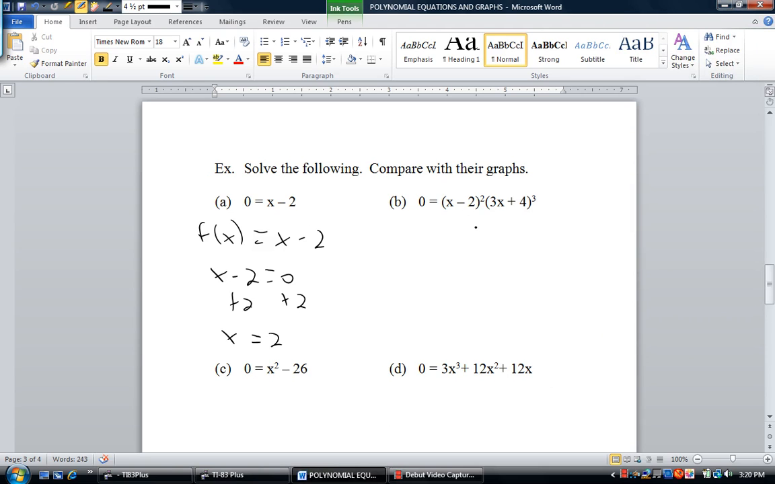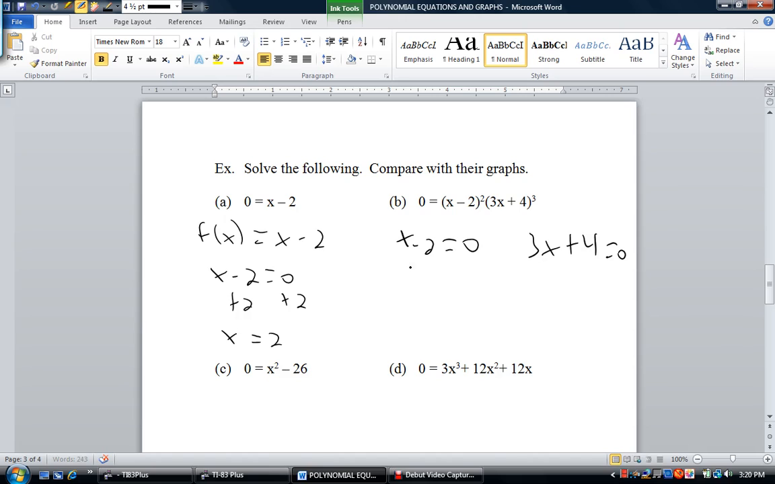Let's do B part. Now on B part, you'll notice that this is already factored. Hopefully you see that. So we have two factors, x minus 2 and 3x plus 4. Now these exponents just mean that if I were to write it out, it'd be x minus 2, 3x plus 4, 3x plus 4, 3x plus 4. I don't need to solve all 5 of those when all I need to do is solve 2 of them, the 2 distinct factors, by setting those equal to 0.